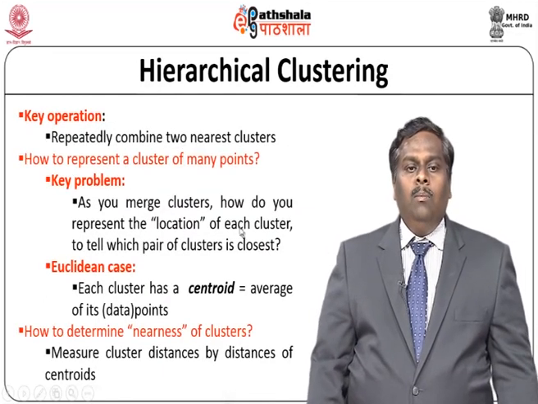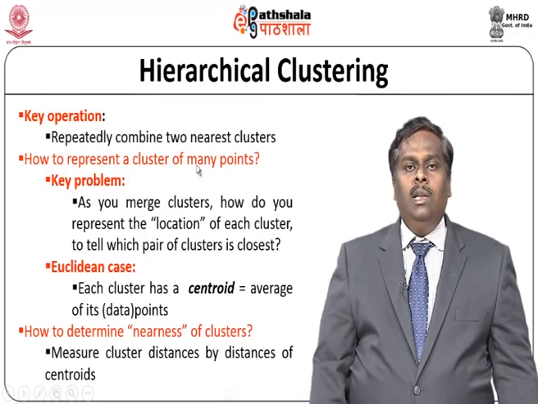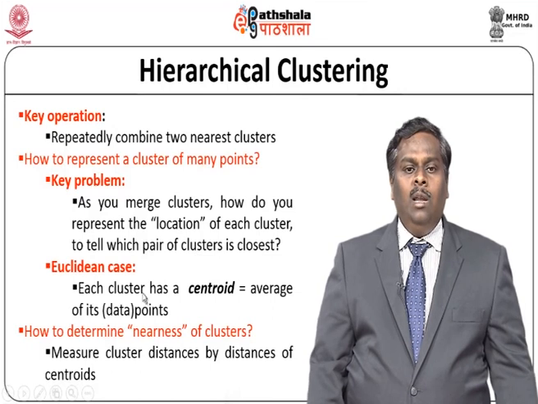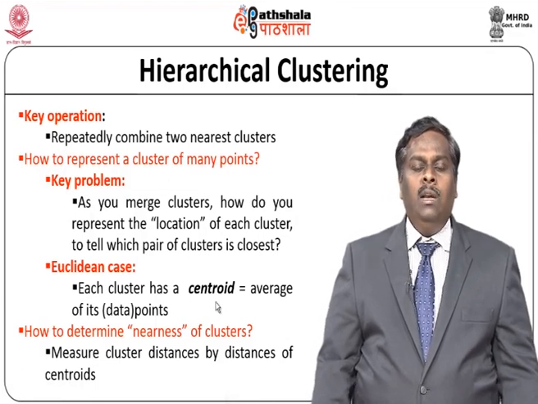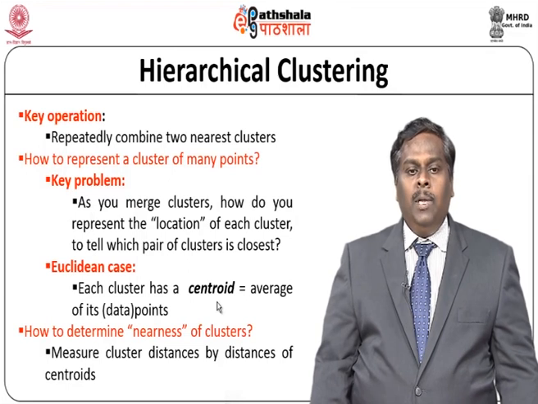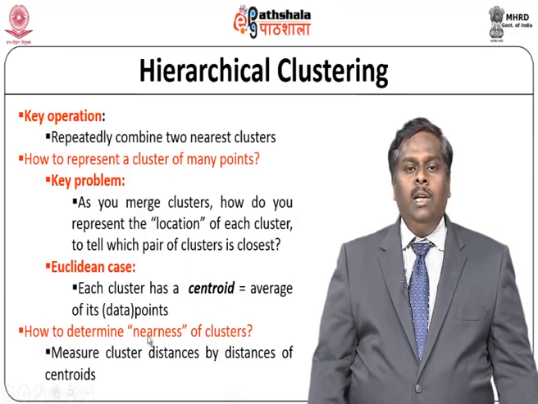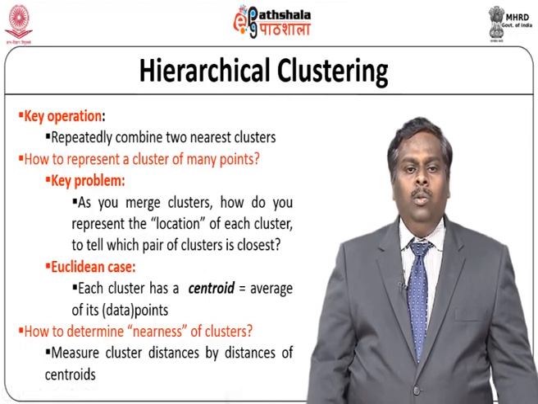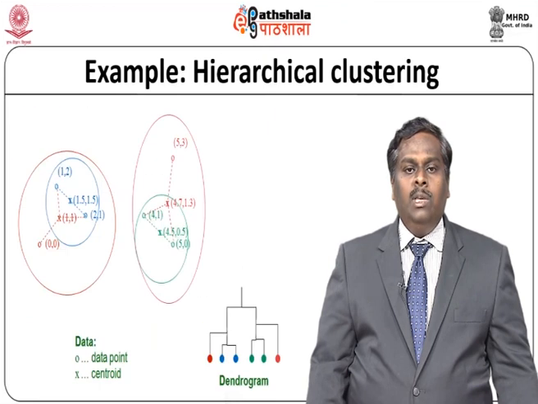The key problem is, how do you represent the data points? In many scenarios, we represent the data points using, say, a centroid. A set of data points will be represented by means of a centroid. A centroid is nothing but the average of these data points. Now, to determine the nearest, we take each and every data point and try to identify how near these data points are with respect to the centroids.